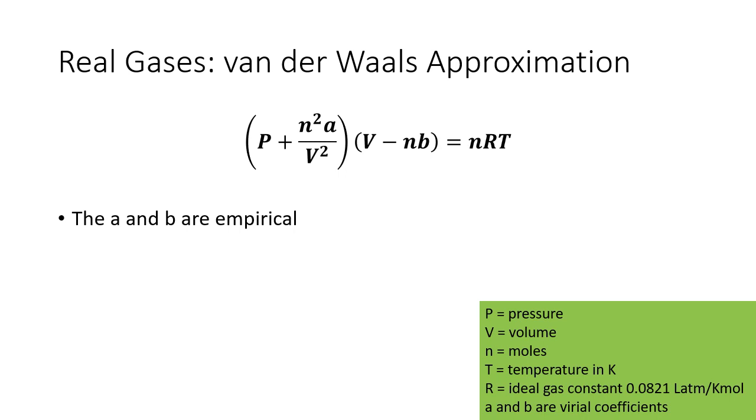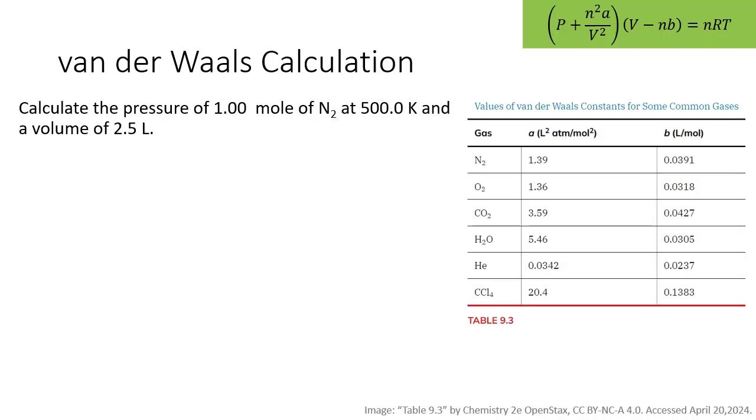So let's try using this equation. Now, it probably is a good idea when you do these calculations to go ahead and write out your variables and what they're equal to before you plug them in. In this case, I'm just going to YOLO it, so let me know if I've messed up. We're going to calculate the pressure of 1 mole of nitrogen at 500 Kelvin and a volume of 2.5 liters.